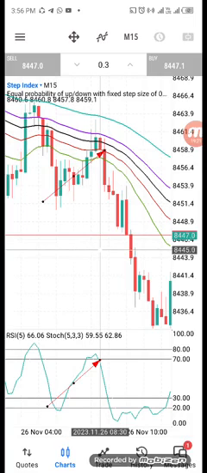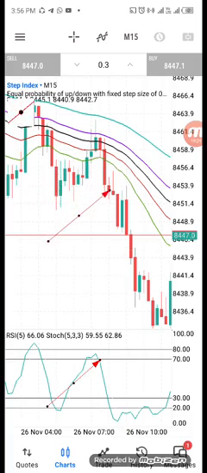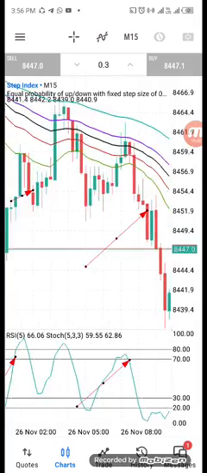So just like this, now we have 1, 2, 3, 4. Mind you, on 15-minute time frame, we are taking four candles. So that is how you trade it.